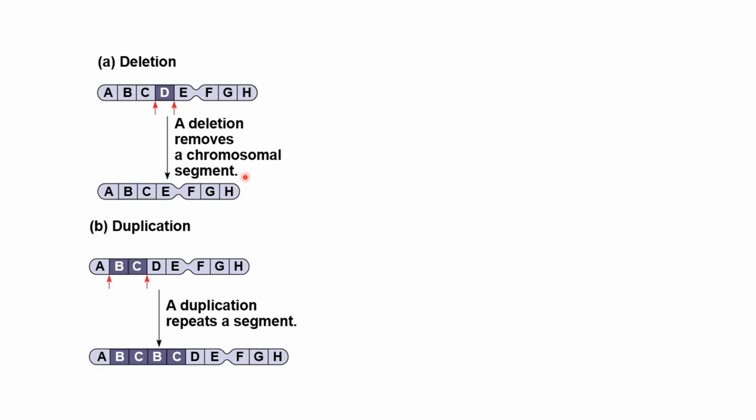Duplication is another error during S phase. Somehow this segment gets reset and we start copying it again. So we end up with a chromosome that's longer, that has multiple copies of particular alleles within it. Again, this might not be that detrimental in the end. As you can imagine, deletion, not having a gene, probably not as bad as having some duplication.